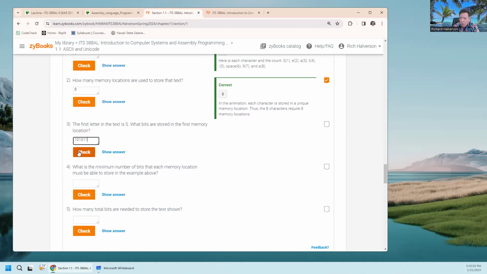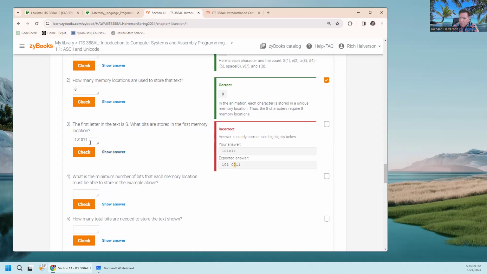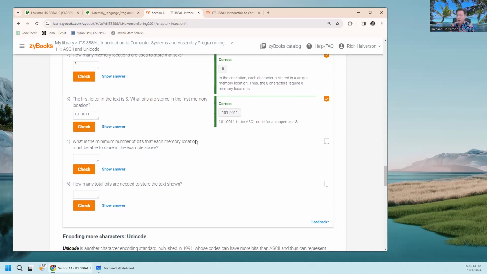101011. Oops, forgot one of the zeros. 001. Okay. What is the minimum number of bits that each memory location must be able to store in the above example? What's the minimum number of bits that each memory location must be able to store?